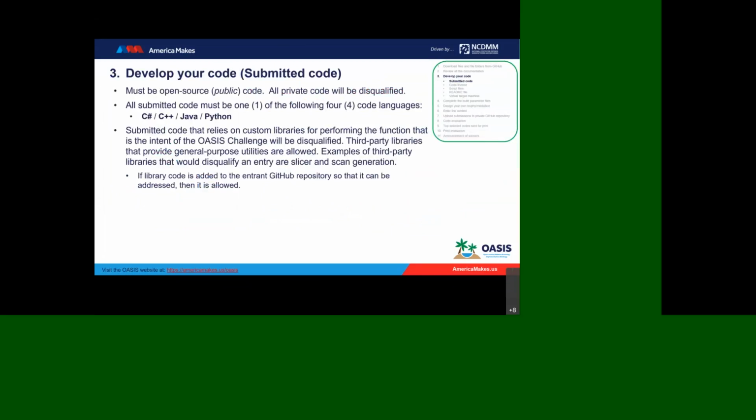The submitted code must be one of the 4 languages: C#, C++, Java, or Python. Again, if it's anything other than those 4, it will be disqualified. Submitted code that relies on custom libraries for performing the function that is the intent of the OASIS challenge, such as slicer or scan generation, will be disqualified. But third-party libraries that provide general purpose utilities are allowed. Again, if you have any questions, now's the time. There's a lot of information coming up on the code here.